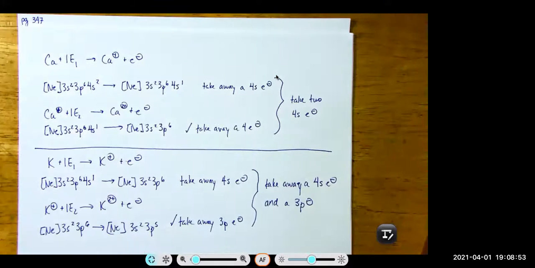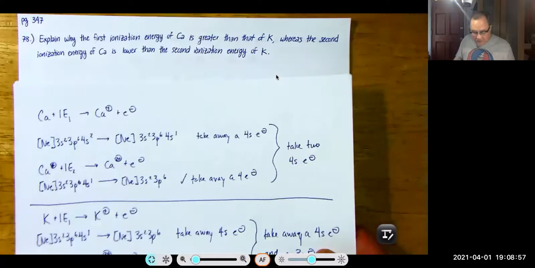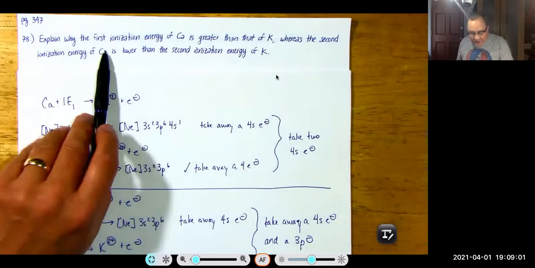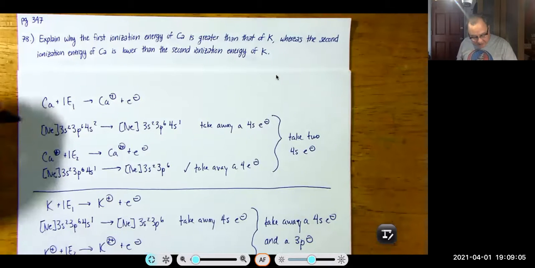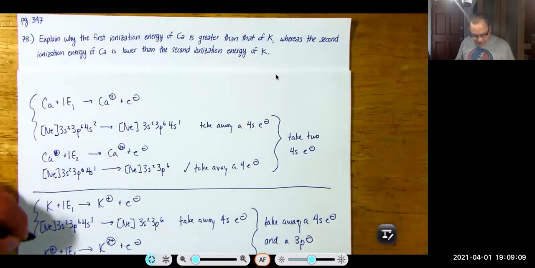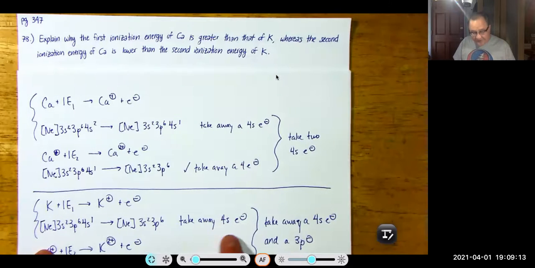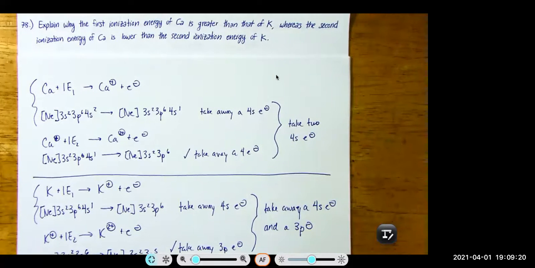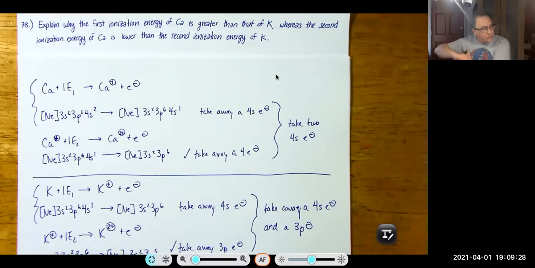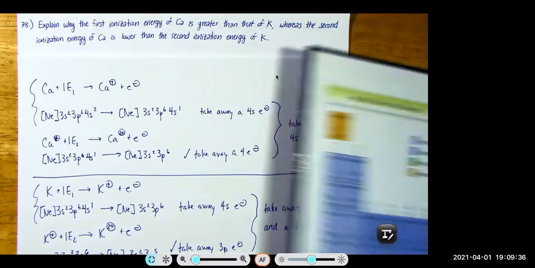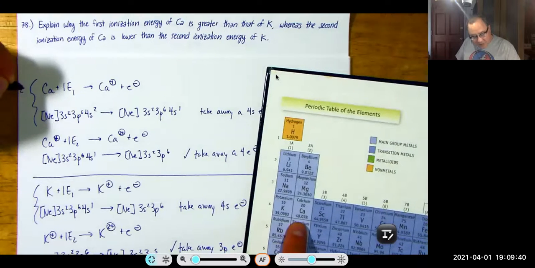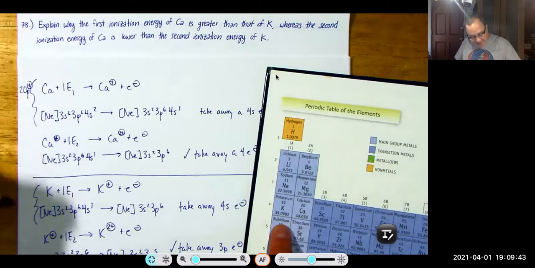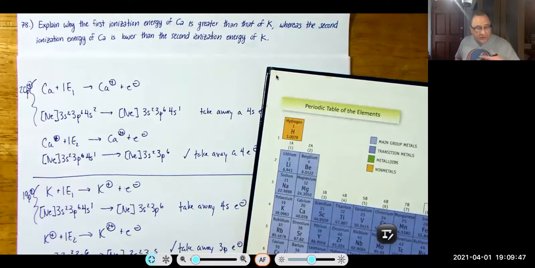And the question is, let's go back to the question. Why is the first ionization energy of calcium greater than that of potassium? So we need to look right here for the first. Here, we're taking away a 4s, we're taking away a 4s. It's the same shell. So what do we need to go to for our explanation? If it's the same shell, then we would have to look at the period now. No, we look at the number of protons. Calcium has 20 protons. Potassium has 19 protons.